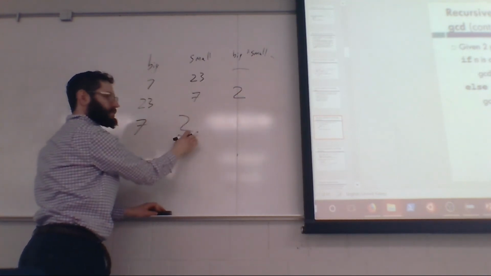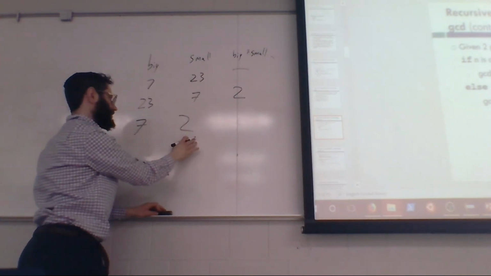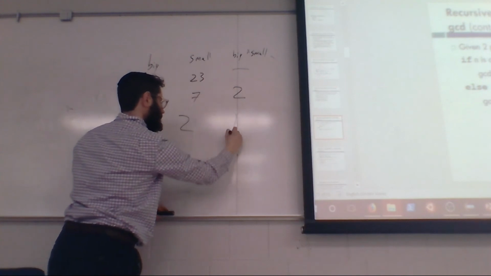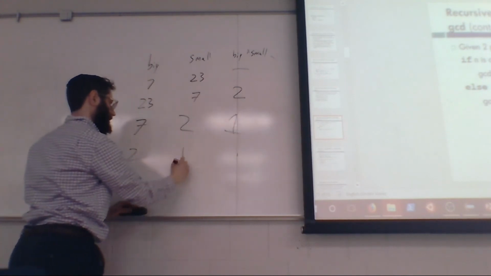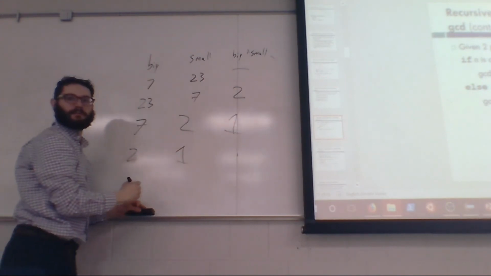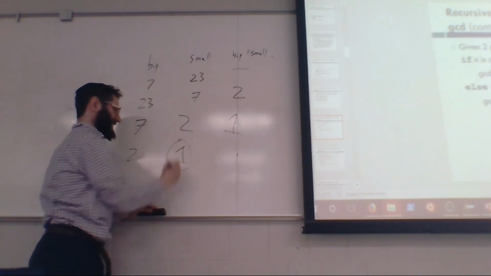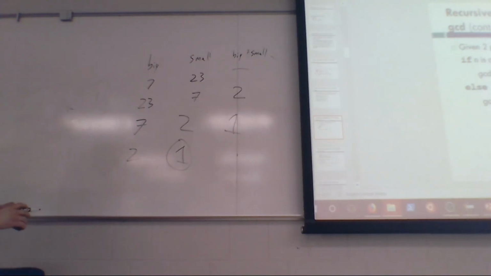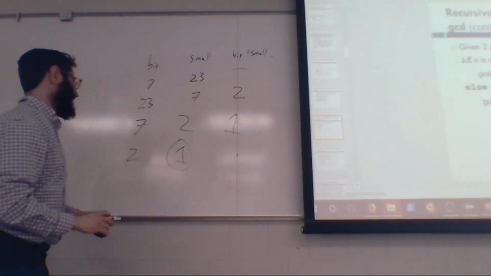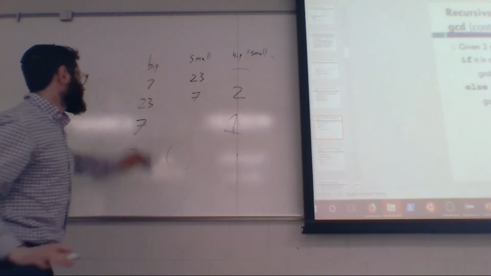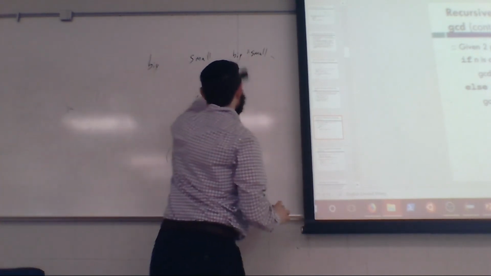Does 7 divide 2? No, it does not. So let's calculate 7 mod 2. 1. Does 1 divide 2? Yeah, it does. 1 divides everything. Right, kind of a trick question there. So 1 divides 2, so we're done. We return 1.